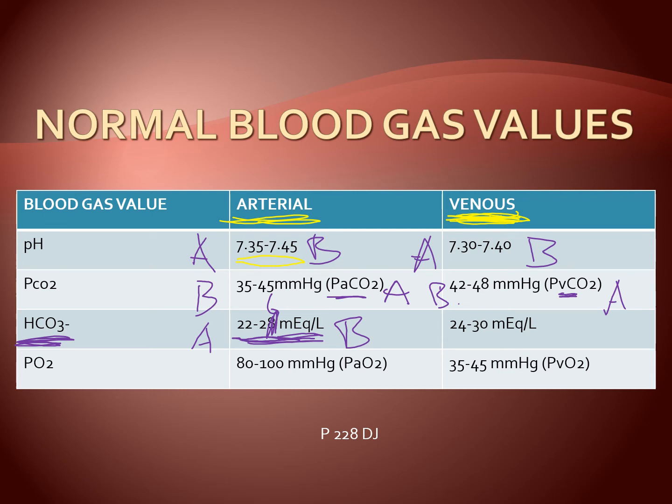In the venous, 24 to 30. So anything less than 24 would be acidic. Anything greater than 30 would be basic. And then down here, a PaO2. PaO2 is pressure of arterial oxygen. PvO2 is pressure of venous oxygen. So a normal PaO2 is 80 to 100 millimeters of mercury. Now that's assuming sea level. And then over here, normal PvO2 is 35 to 45.